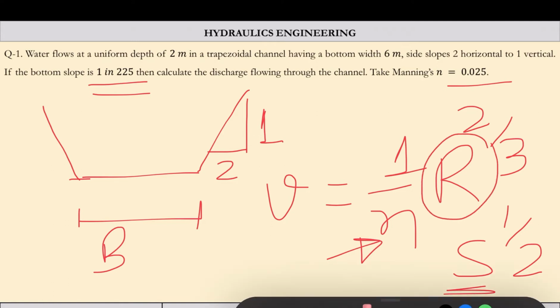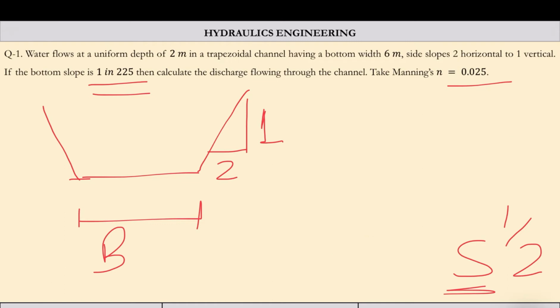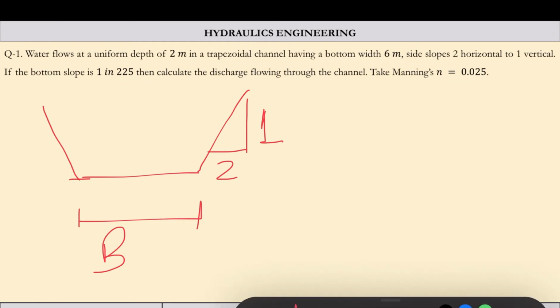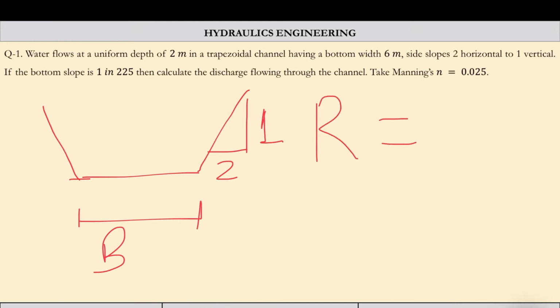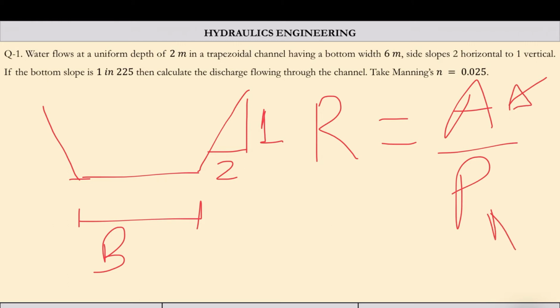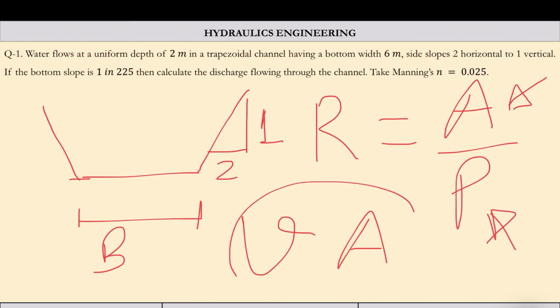So how we can calculate R? R is the hydraulic radius. So R is what? Area divided by perimeter. So area we can calculate and perimeter also we can calculate, and velocity multiplied by area will give us the required discharge. So discharge we have to calculate. So in this way we can proceed.